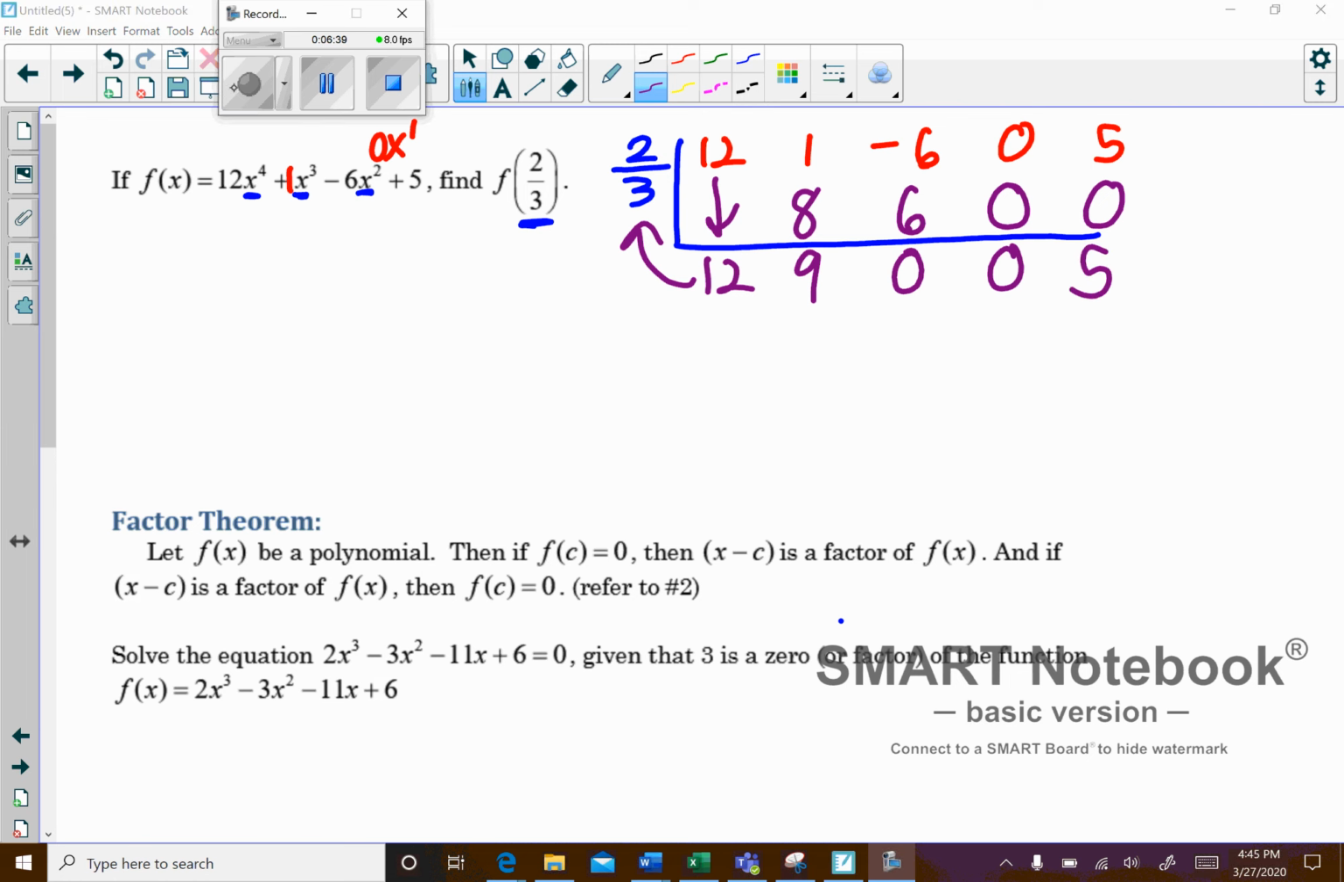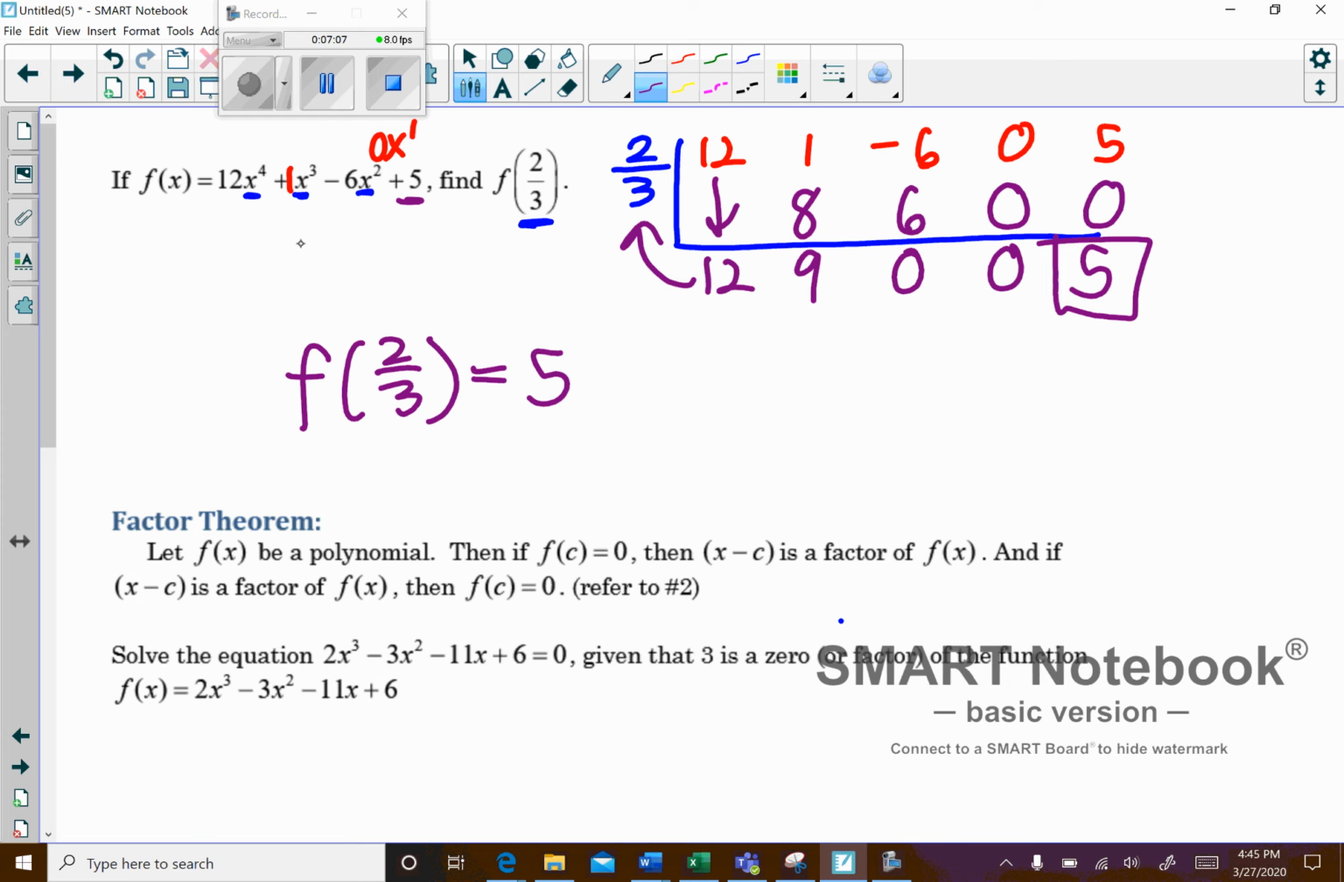So the answer just happens to be 5 this time. That is the remainder. So f of 2/3 equals 5. It's just kind of a coincidence that it ended up being the 5 on the end. It could have been something else, but in this particular case, it worked out pretty nice. But it would have been pretty messy to plug that in where we see x and simplify everything. That would have taken quite a bit of time.